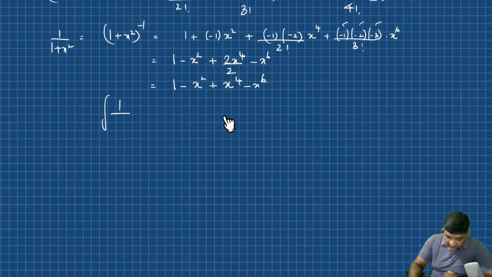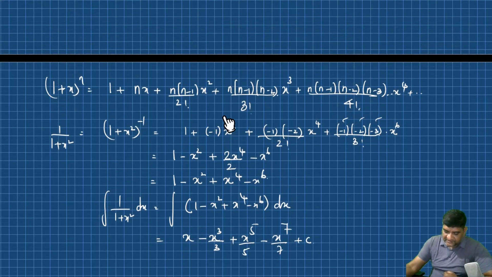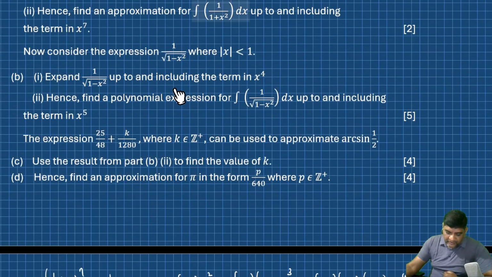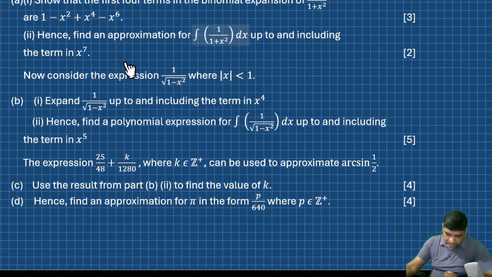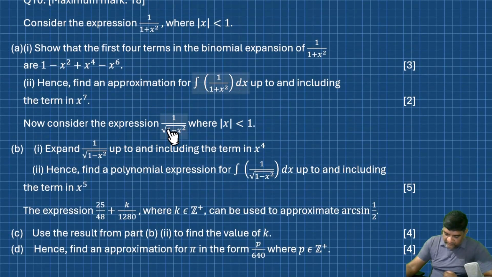Now the integration of 1 over 1 plus x squared, again this is an approximation, not the entire expansion. So integration of 1 minus x squared plus x to the power of 4 minus x to the power of 6 dx, which is simply going to be equal to x minus x cube by 3 plus x to the power of 5 by 5 minus x to the power of 7 by 7 plus the constant c. Wonderful. Now I'm going to use the same thing to term x to the power of 7. Did I have x to the power of 7? Yes, I did. Okay, let's use this to expand until x to the power of 4.